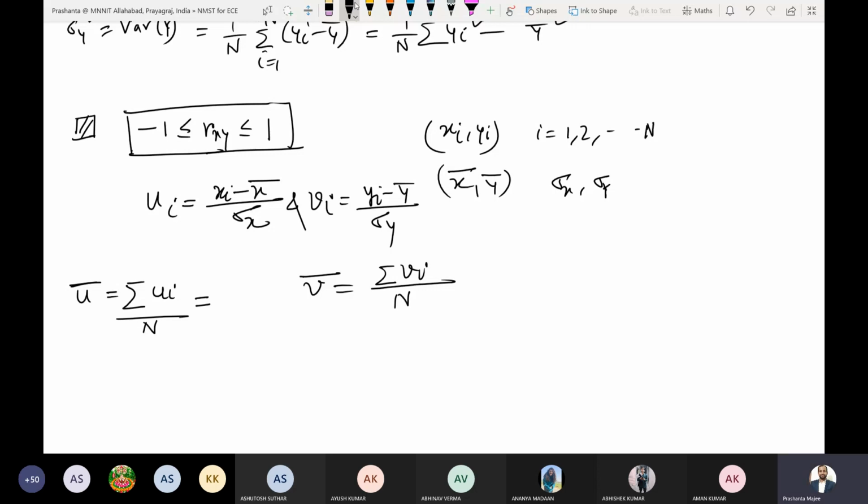You substitute the values and evaluate and tell me what you are getting. What is u bar? You substitute the values and calculate. What is that? It is 1 by n is outside. What is ui? ui is xi minus x bar by sigma x.